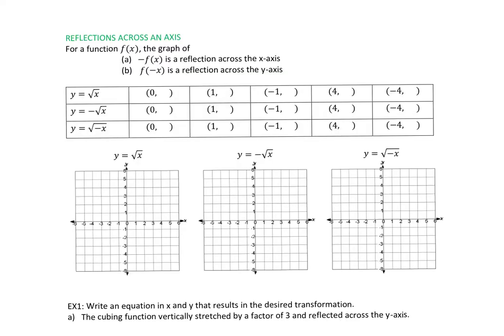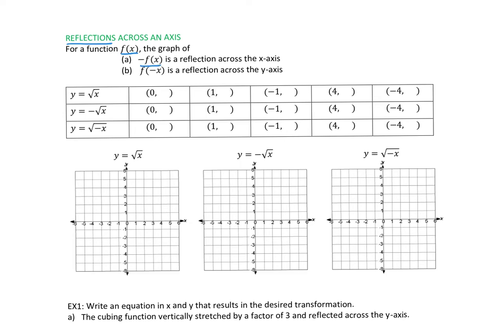The last type of transformation we're going to look at is a reflection. So we're going to reflect across both the x and the y axis. And this should remind you of what we did when we talked about symmetry or even and odd functions. Let's look at our reflections. Let's say that we have some graph f of x.